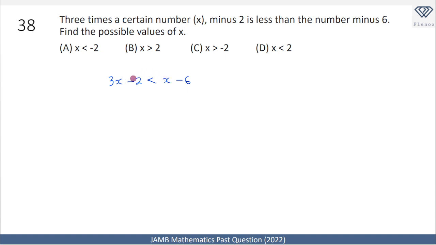If we collect like terms, bring this x over here and this minus 2 over here, we have 3x minus x is less than minus 6 plus 2. When we bring this minus 2 to the other side, 3x minus x will be 2x is less than, and minus 6 plus 2 is minus 4. Now if we divide both sides by 2, we have x is less than minus 2. And that makes the correct option option A.